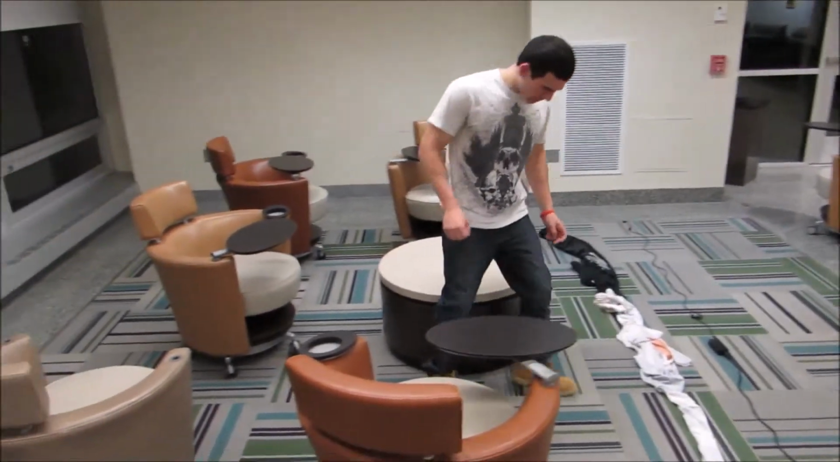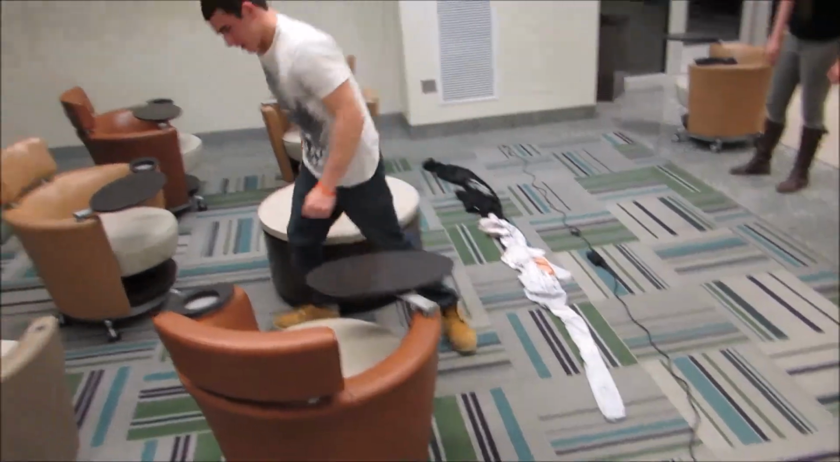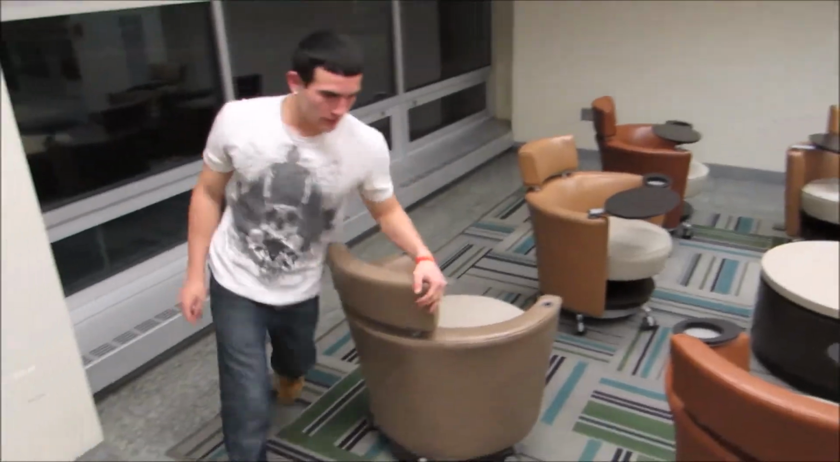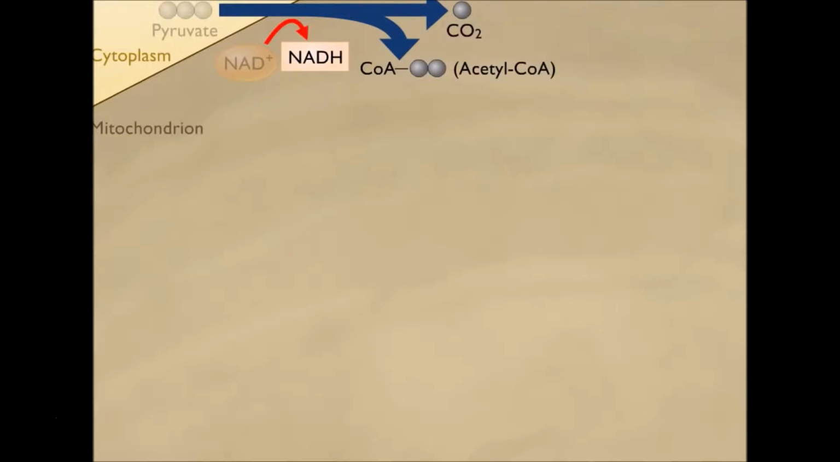Right now, look at this. What are all these things? These are all ribosomes, these little lines right over here. The matrix contains the mitochondrial genetic system as well as the enzymes responsible for central reactions of oxidative metabolism.